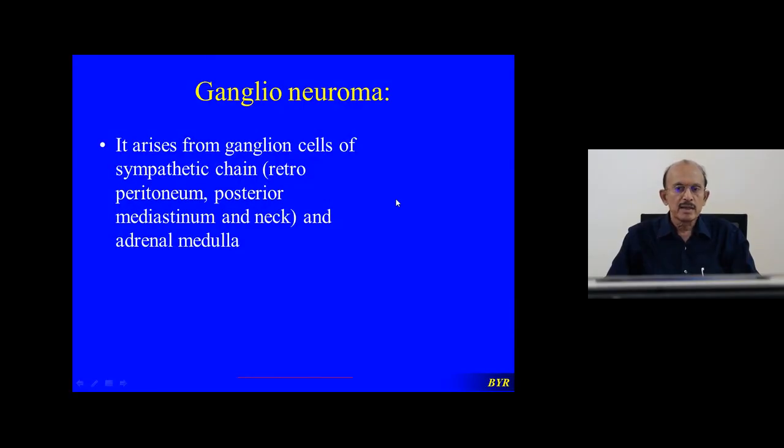Ganglioneuroma arises from ganglion cells of the sympathetic chain. Already we have studied the sympathetic chain. It is situated in the retroperitoneum as well as in the posterior mediastinum, in the paravertebral region. How many ganglia are there in the thoracic region? Of course, not related to ganglioneuroma. I just want to assess how far you have followed the sympathetic system, or how far you remember. How many ganglia are there in the thoracic region in the paravertebral ganglia?